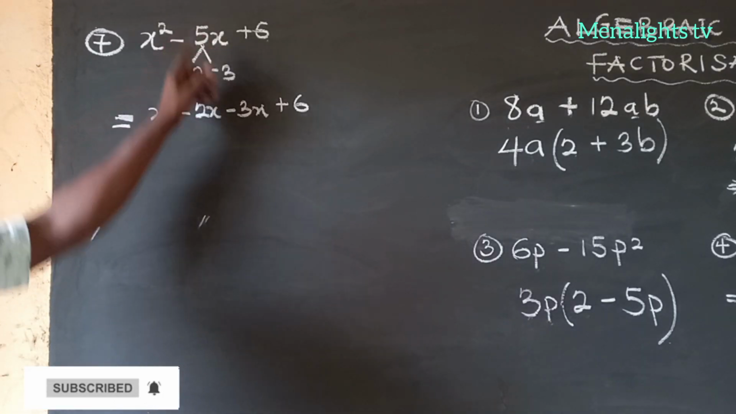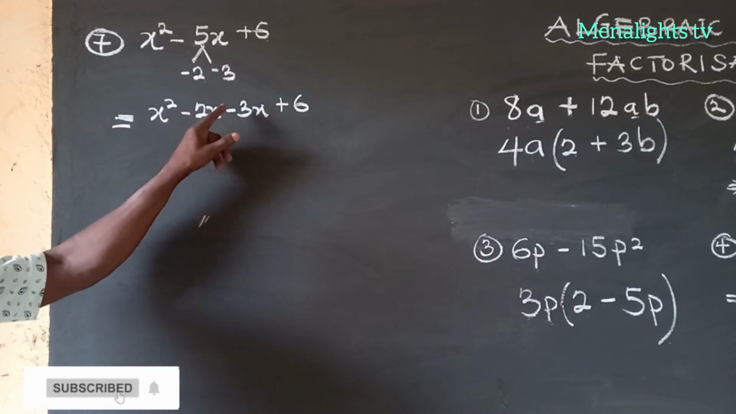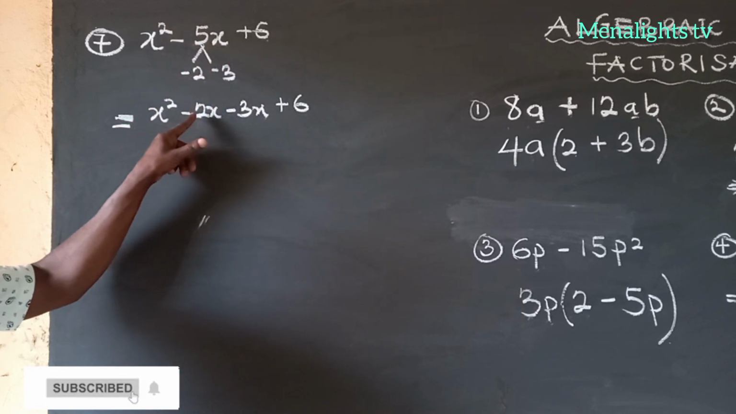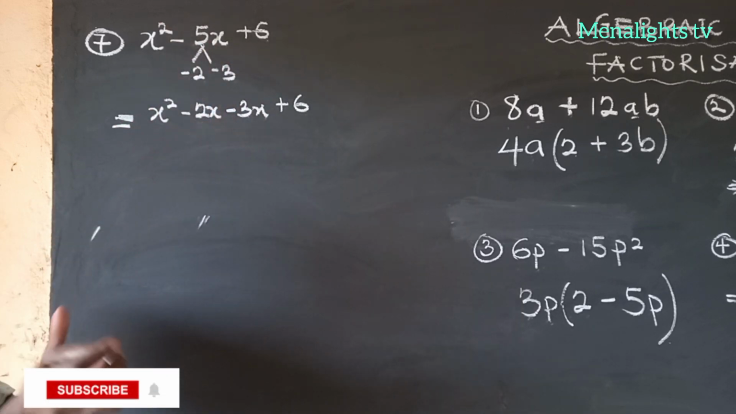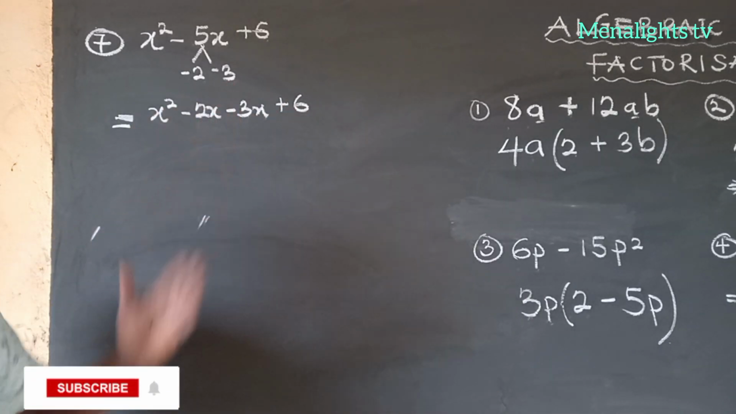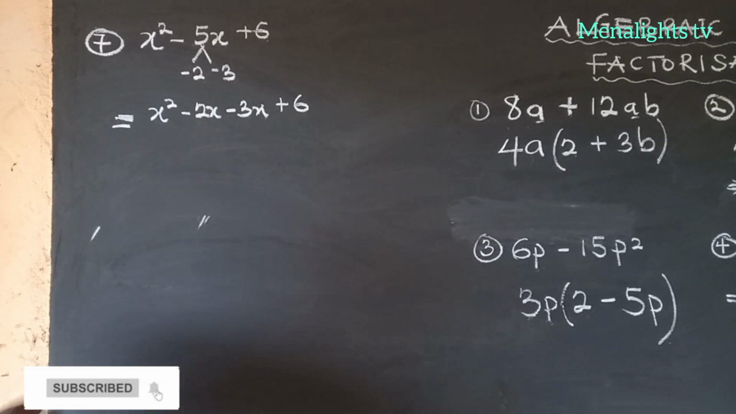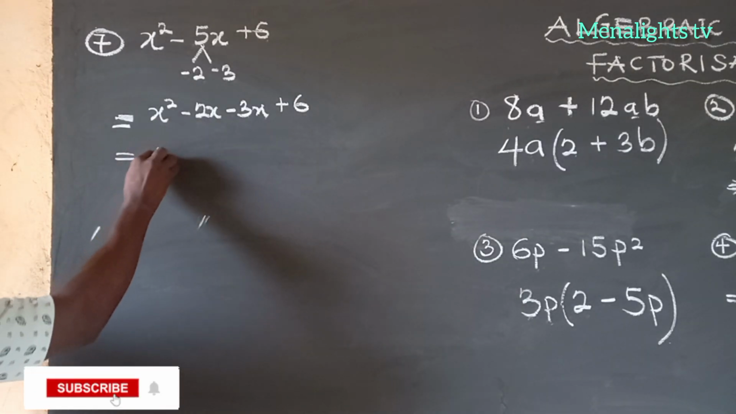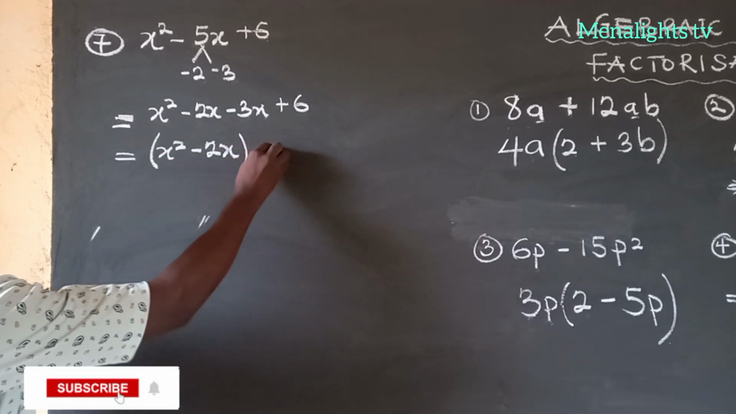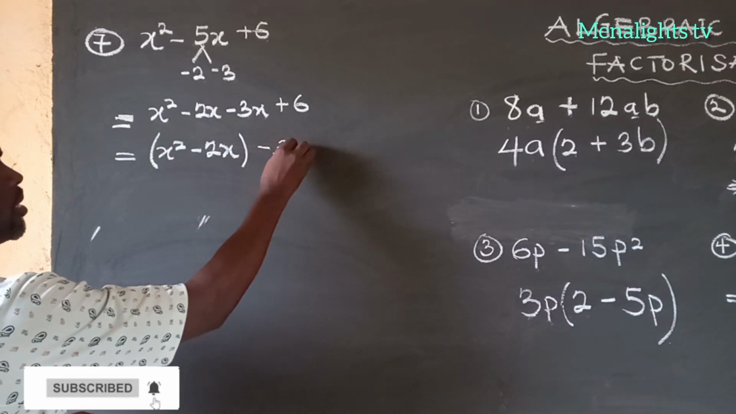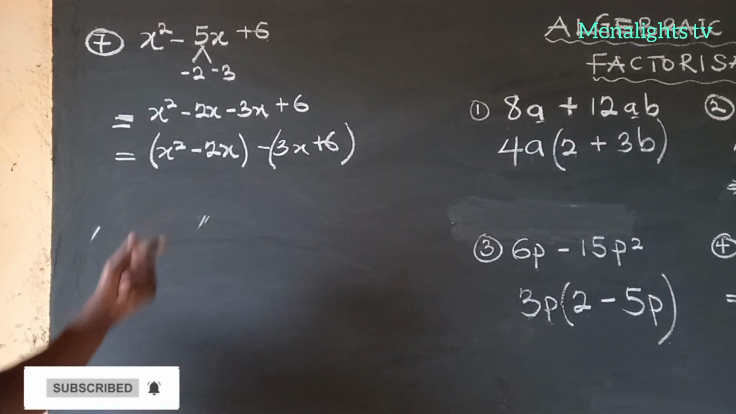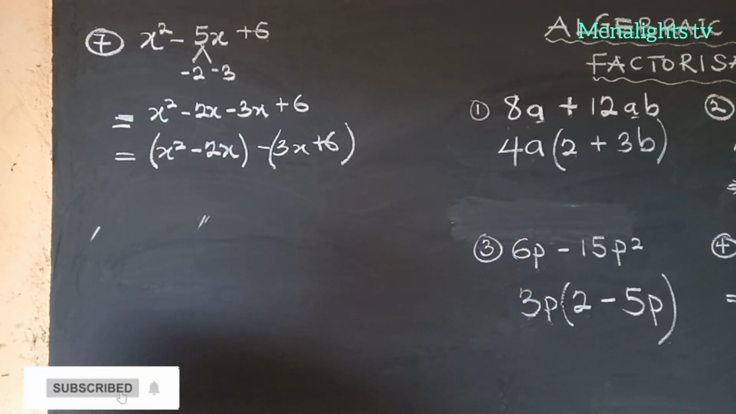So the negative 5 that we have there is the same as minus 2x minus 3x. So that will give us minus 5 there. Then this negative 2 and then negative 3, when you multiply, will give you the positive 6 that we have there. So now that we have this, we have to group them in 2. So we have our x squared minus 2x into one bracket, then minus 3x plus 6 also into another bracket.